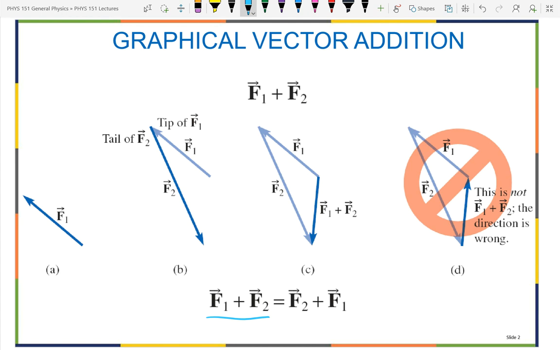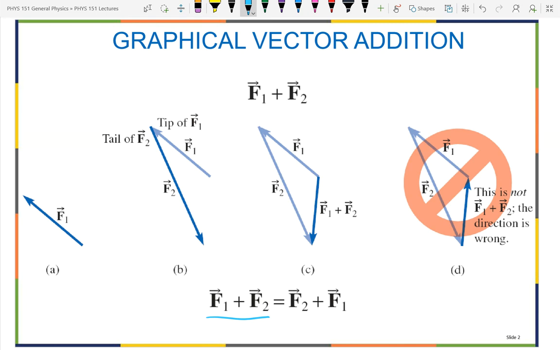Now, when you're doing this, you do have to use a ruler or protractor with a scale if you're going to do it correctly. And so I'm going to do problem 4, which is an example that you could solve either way, and I'll do it both ways so that we can see some example of that. Now, one thing that's important to note is F1 plus F2 is exactly the same as F2 plus F1.